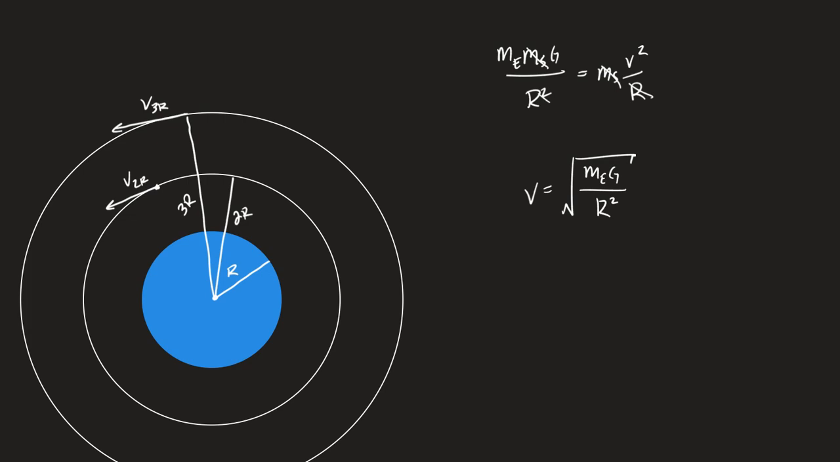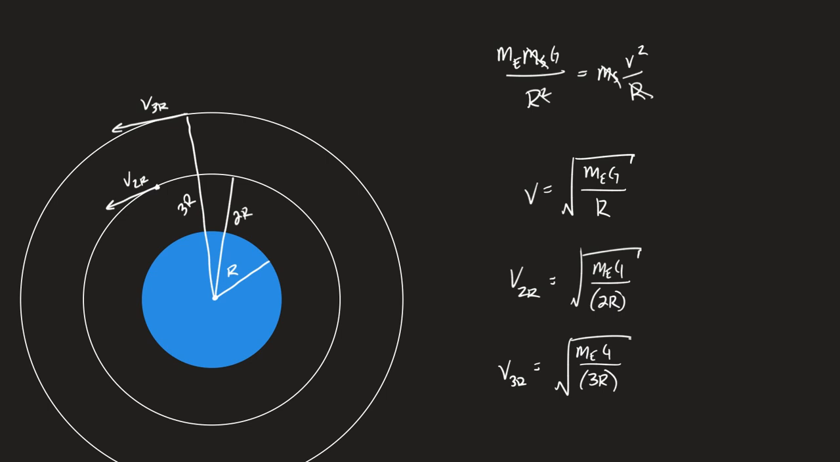Our actual velocity at 2r would be the square root of MEG over 2r. Squared? Did you cancel out the r? Oh, that's squared, you're right. The velocity at 3r is the square root of MEG divided by 3r. Now they want the ratio, I think.